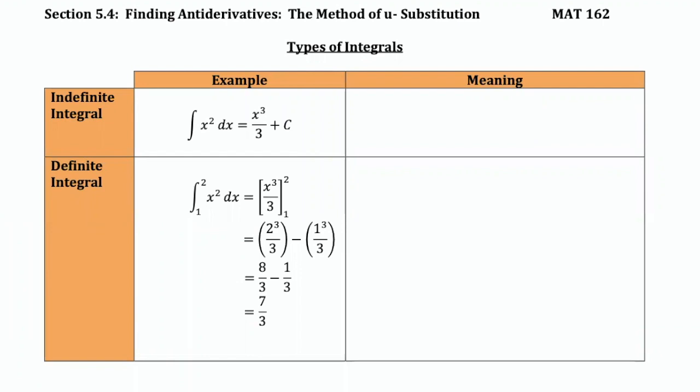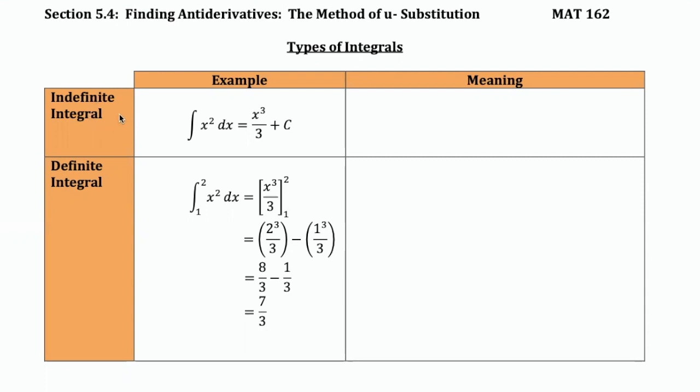Section 5.4 is heavy in some skill work in working with integrals. So this may be a video where you want to follow along and pause as we go through the examples, try them yourself. It's really important that you understand the content of this video. So first, before we get into the technique which we're going to learn, which is called u-Substitution, I want to make sure you're clear on the two different types of integrals and what they mean.